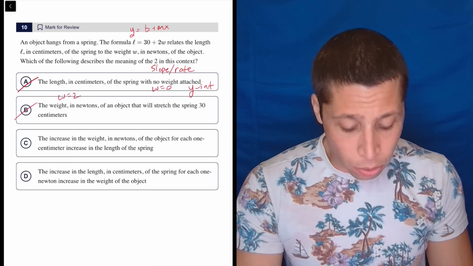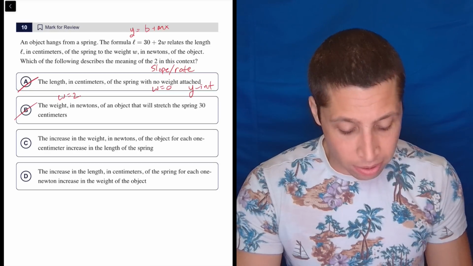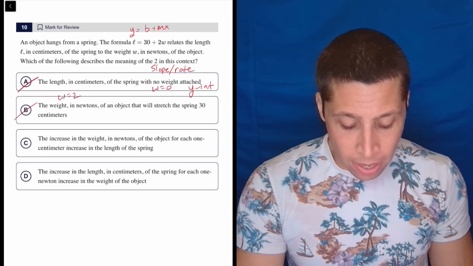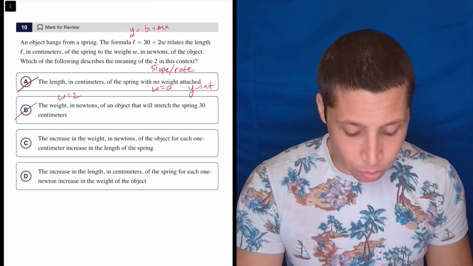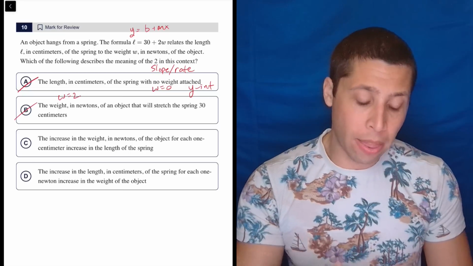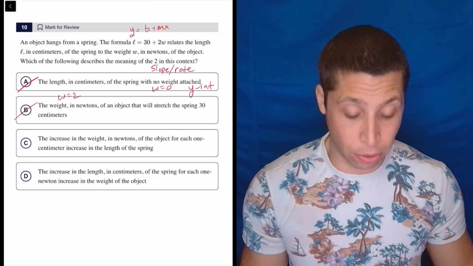C, the increase in the weight, in newtons, of the object for each 1 centimeter increase in the length of the spring. That at least sounds vaguely like a slope, but let's look at D. The increase in length, in centimeters, of the spring for each 1 Newton increase in the weight of the object. Okay, so I know what the answer is because we can think of this as a slope with units, but let's hold off on that for a second.